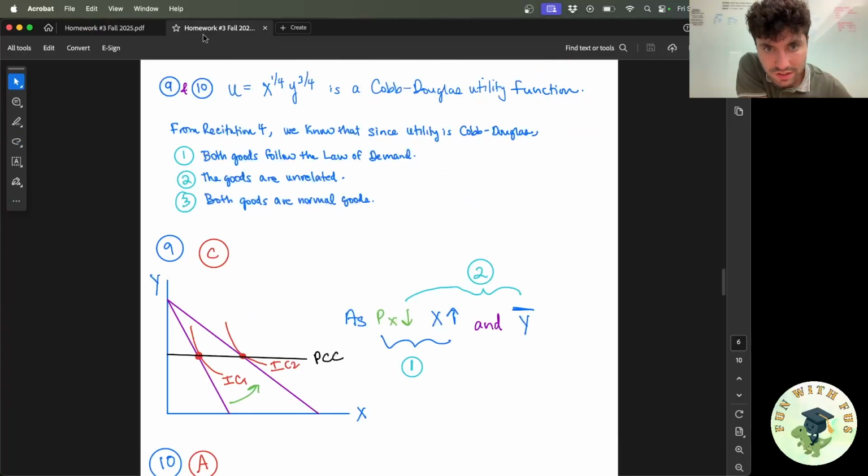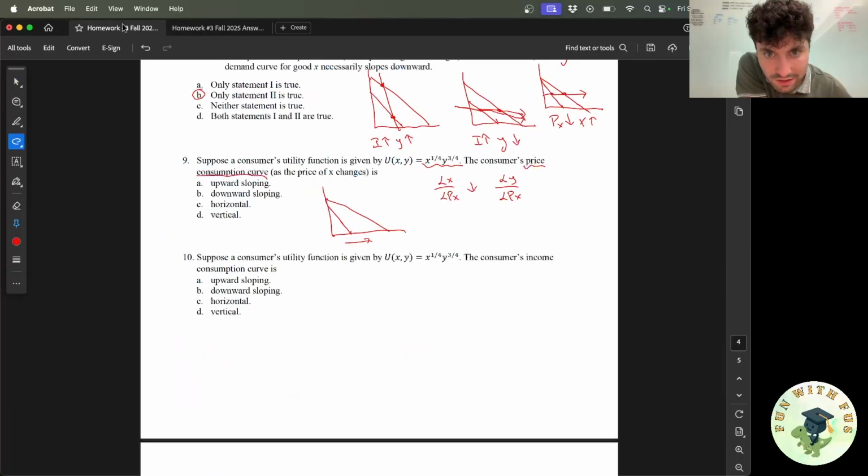And then what did it say? The goods are unrelated. So that's going to be equal to 0. Because this is the substitution effect, or not the substitution. Don't take that one. They are not substitutes. Do not conflate the two. Substitution effect and not being substitutes are two different things.